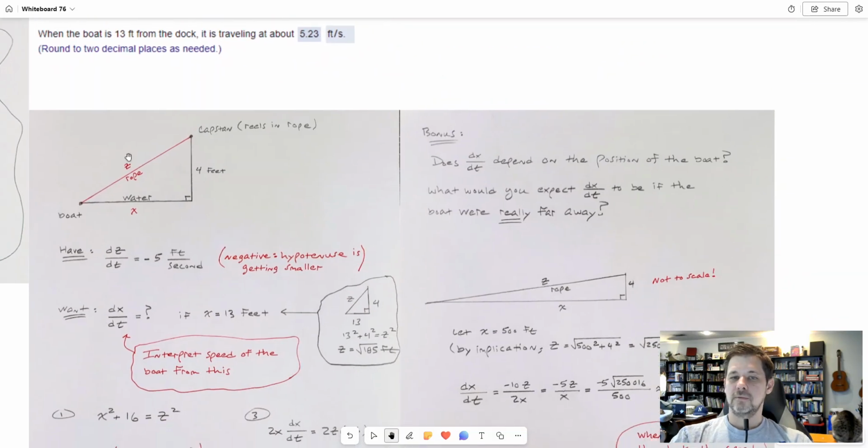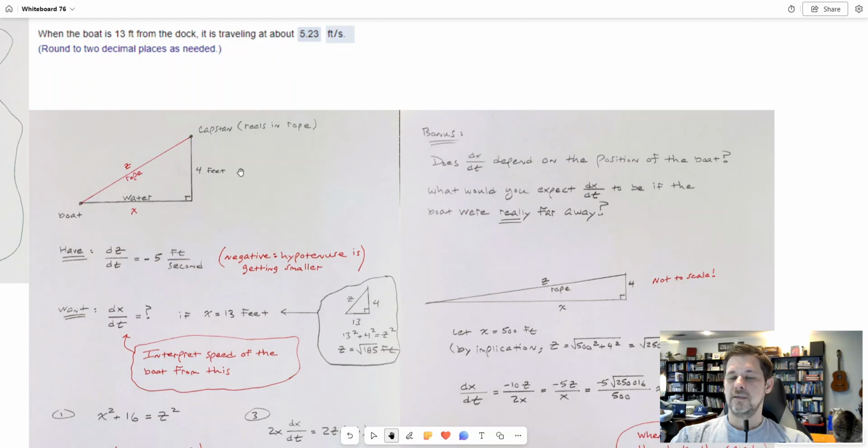Okay, so we have this situation where there's a boat some distance away from a dock. There's a point on the dock 4 feet above the water where a rope is attached and reels in the boat. As the boat is reeled in by the rope, the boat also moves along the water. And it would seem pretty obvious that the speed the boat moves on the water is going to be different than however fast the rope is reeled in. Okay, so there's our situation.